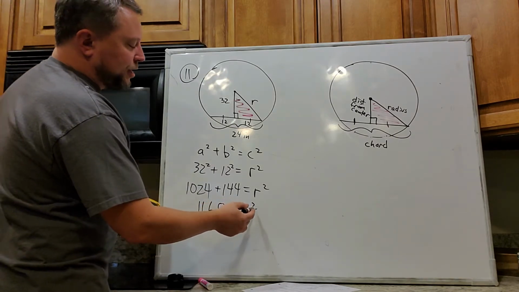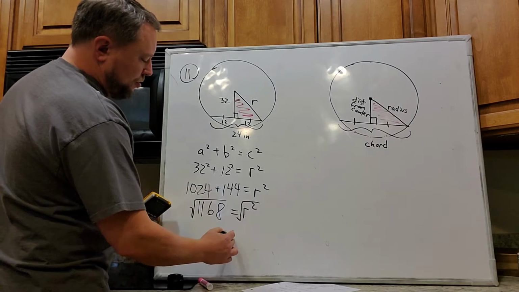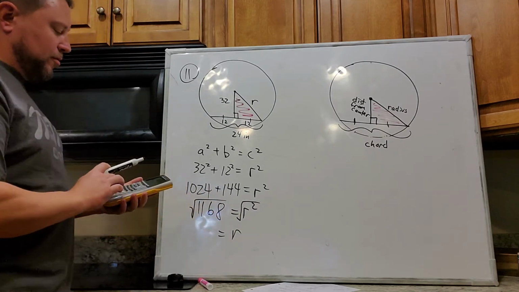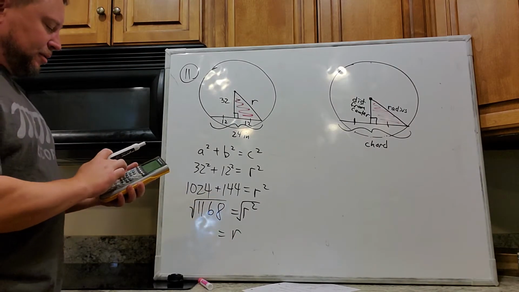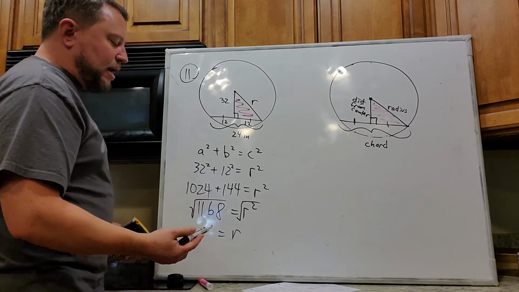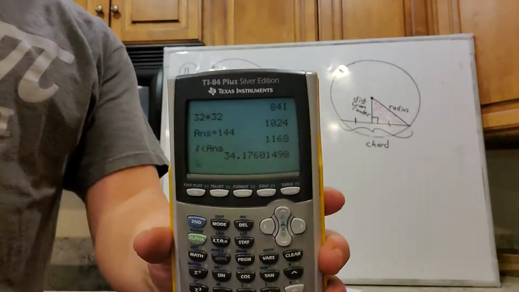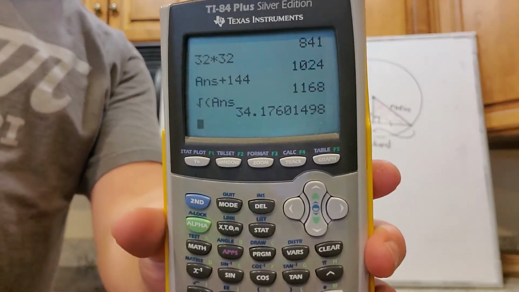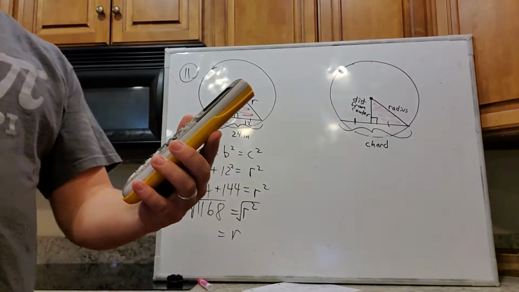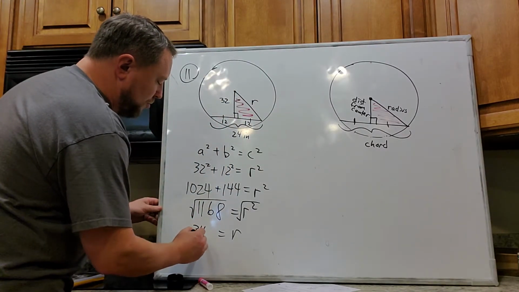Okay, and then, of course, to get rid of a square, we do the square root. So we get the square root of 1168. Let's see what we get here. Okay, you'll have to round your answer on this one. It was a big long decimal. You can see it right there. 34 point, if we round that to the nearest tenth, it'd be 34.2.